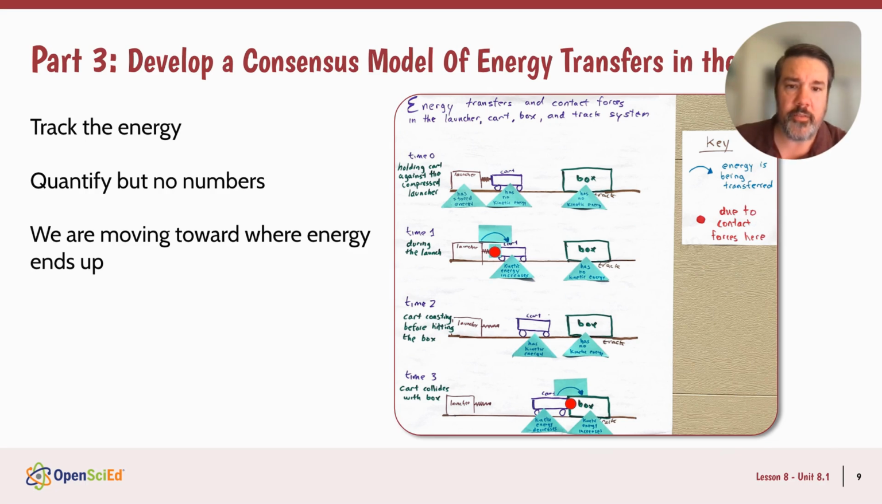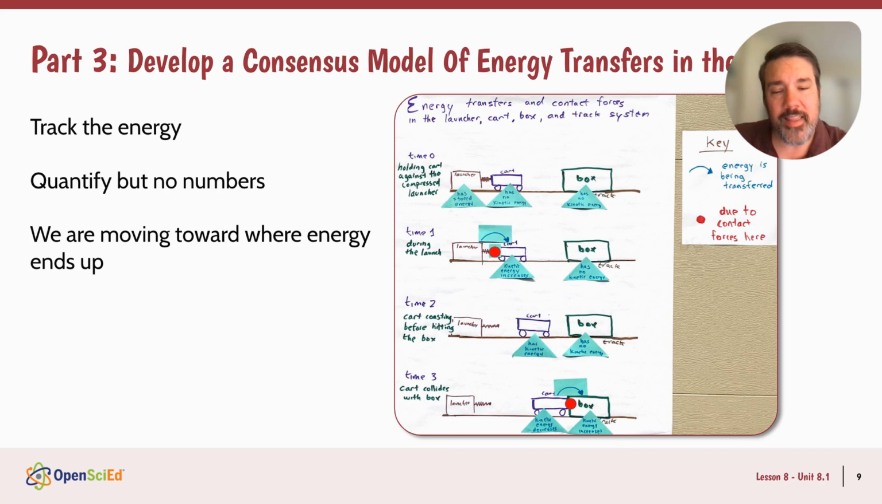We use a couple of different ways to do that. We have these little triangles that we write on to show how much energy something has at a given moment. We use these red dots to indicate where there are contact forces or collisions. And then we use these little arrows to show that something is transferring energy to something else. This is where we start to really see those transfers of energy and how the contact forces are responsible for actually transferring that energy from one thing to another.